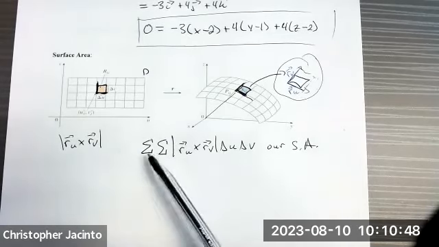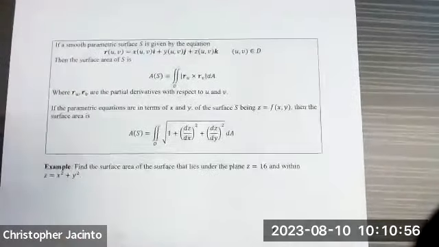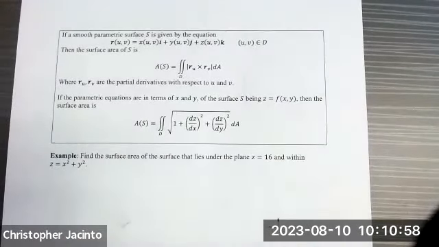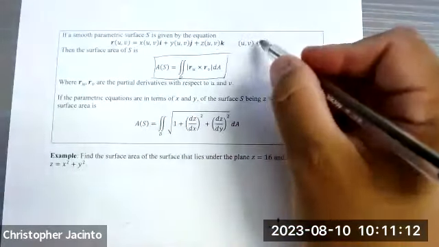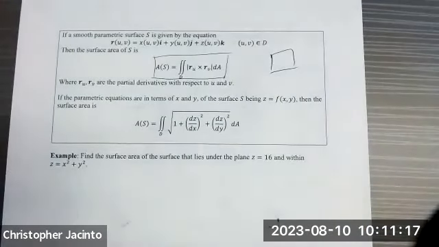So therefore, since it's a double summation, we get our definition of surface area. If a smooth parametric surface S is given by the equations where x, y, and z are represented as functions of u and v, then our surface area is the double integral over the region D in u and v of the magnitude of the cross product of the partial derivatives of r with respect to u and v.